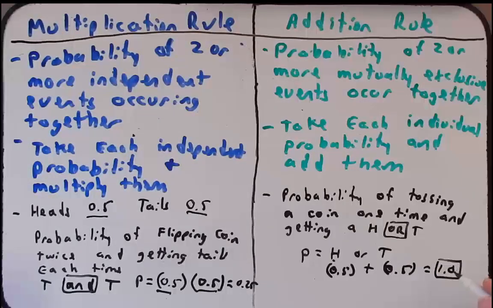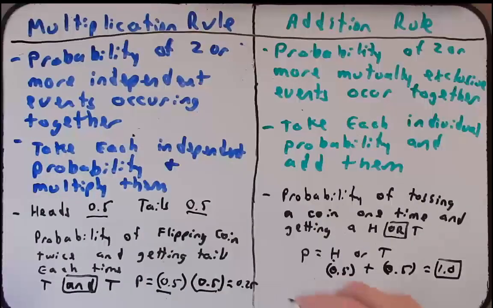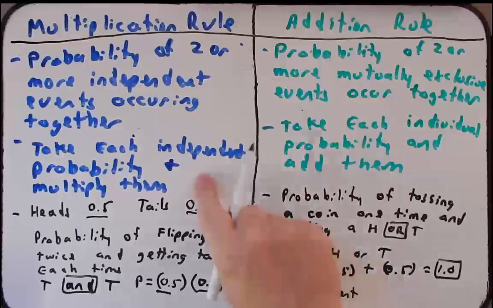Now, if you don't, then you know you're dealing with a mischievous coin, I suspect. Let's talk about why this applies to the addition rule. One of the distinctions between the addition rule and the multiplication rule is the addition rule deals with one event. In this case, the event is tossing the coin one time. The multiplication rule talks about two or more independent events. So one event, two events, or more events, I should say.